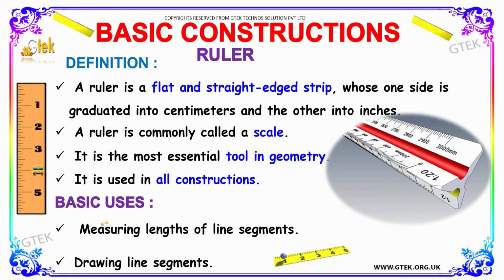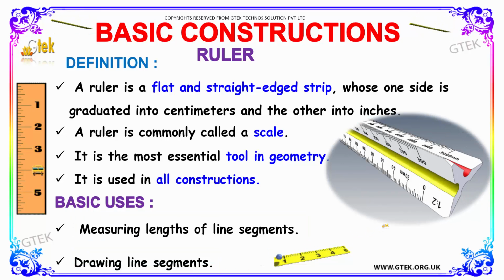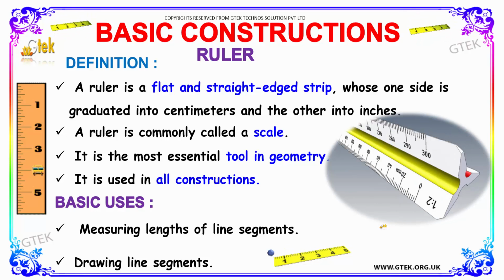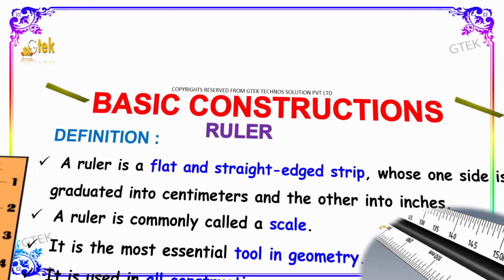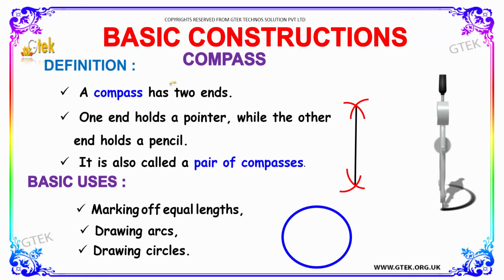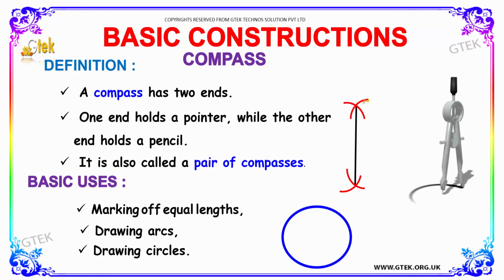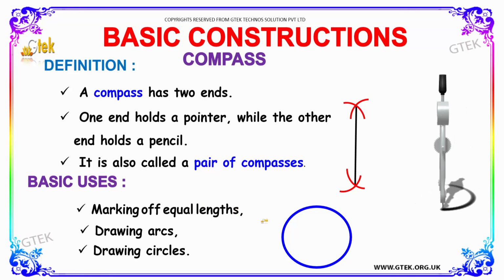The basic uses of your ruler include measuring the length of line segments and drawing line segments in a straight manner. So these are some of the things which you have to know about the ruler. Next, we have the compass. A compass has two ends. One end holds a pointer, while the other end holds a pencil. It is also called a pair of compasses. Your compass is generally used for drawing arcs and circles and marking off equal lengths without the use of a ruler.